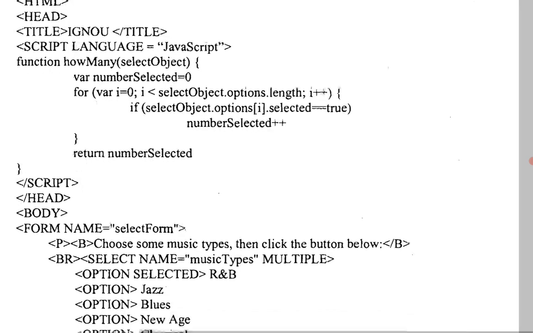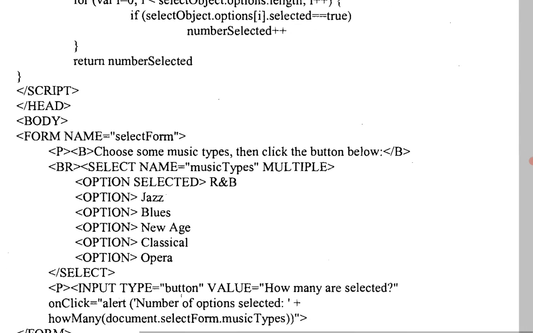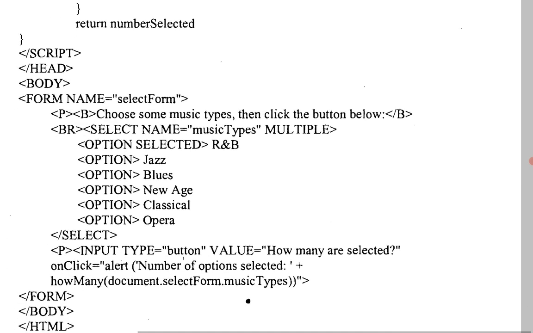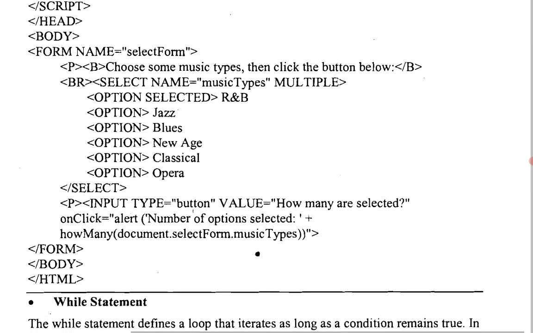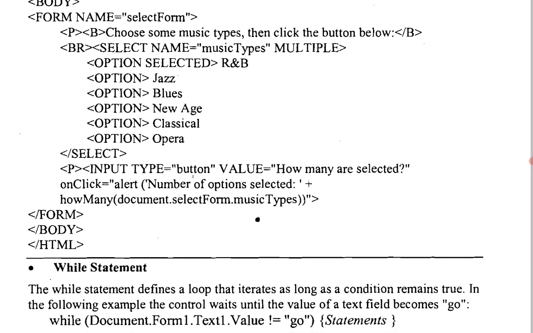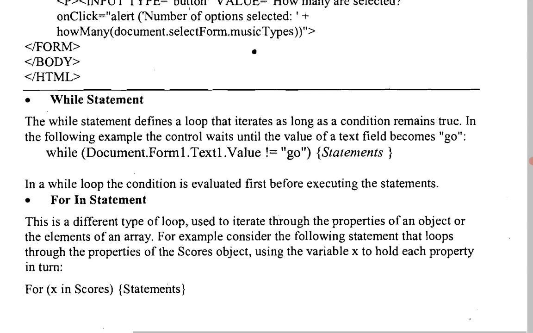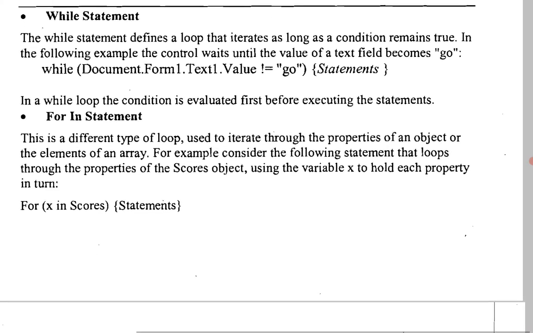So, after that /head, the body tag will be opened, and the form tag will be opened, and some form elements are there. So, input type equals button, value equals something, onclick equals, within quotes, alert some message. So, the next type of statement is called the while statement or while loop.